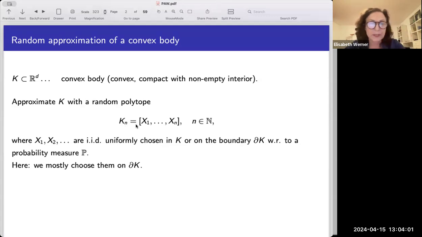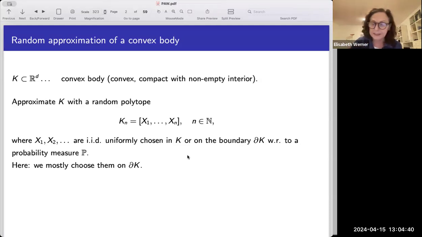And also the probability measure with respect to which we choose the points: usually when the points are chosen in K, it will be the normalized Lebesgue measure, or when they are chosen on the boundary of K, it will be the normalized surface area measure of K. That's what we'll do usually. Sometimes, occasionally, I'll look at a different probability measure. Also, mostly here we'll concentrate on choosing the points on the boundary of K.